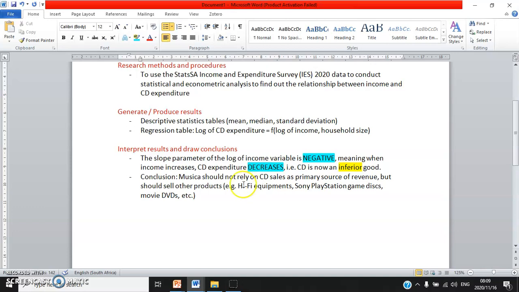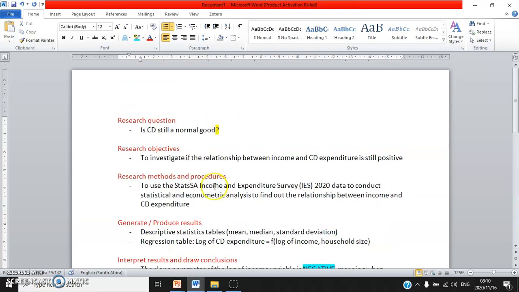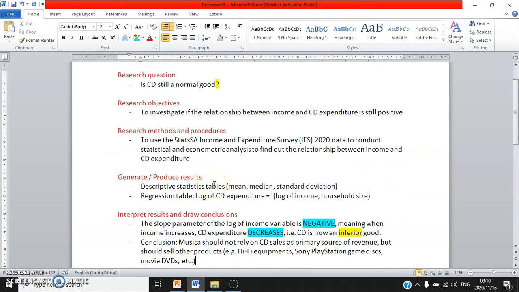Now I think if you go to Musical, I don't think Musical only sells CDs, but Musical now sells other products such as hi-fi equipment, Sony PlayStation game discs, even the Sony PlayStation machine, and movie DVDs and so forth. I think even Musical also sells some T-shirts or even bags for the youngsters. Okay, so this is just an example to explain slide number 11 better.